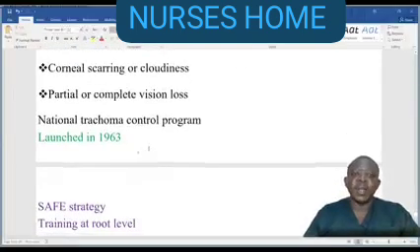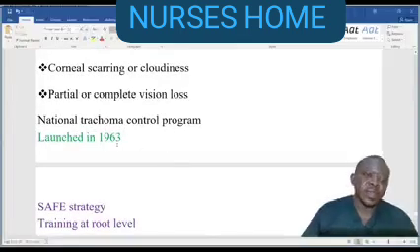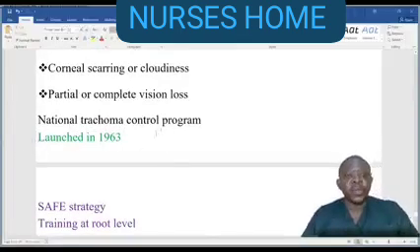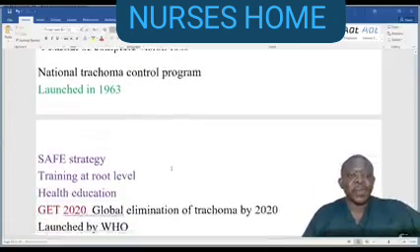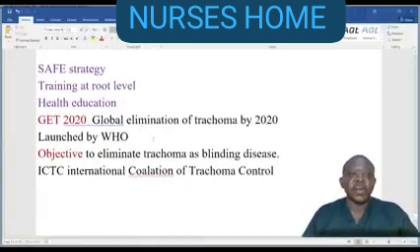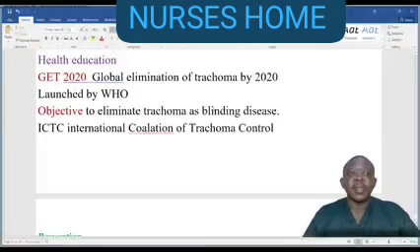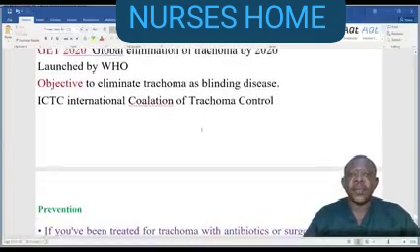Then let us look at the National Trachoma Control Program and how it tries to control the disease. This one was launched in 1963, with SAFE strategy training at root level, health education, and the like. The global elimination of trachoma by 2020 was launched by the World Health Organization. This was to eliminate trachoma as a blinding disease internationally.